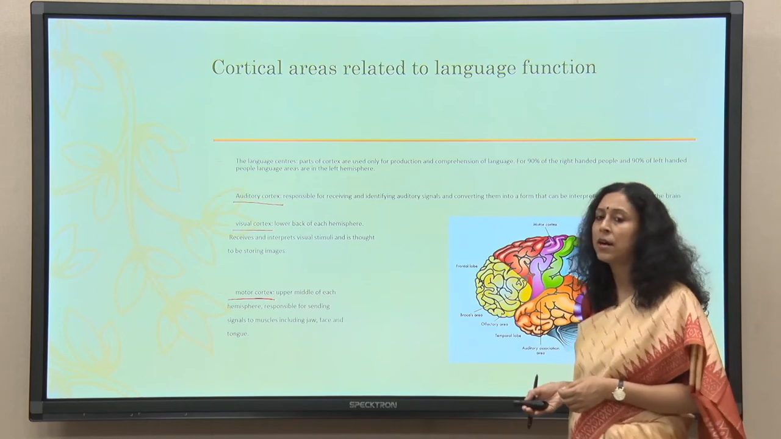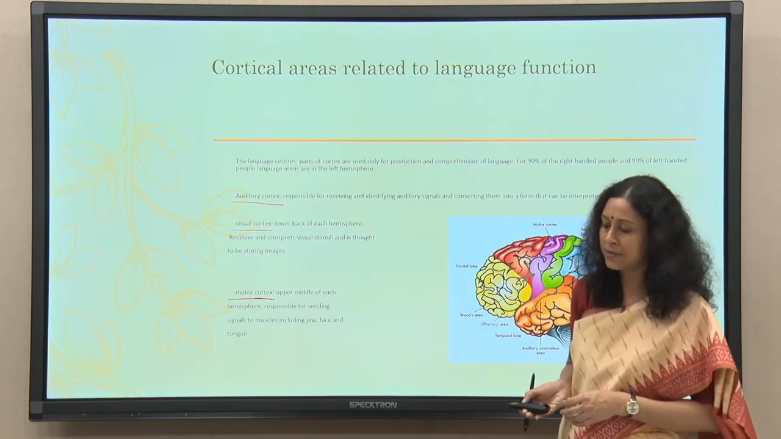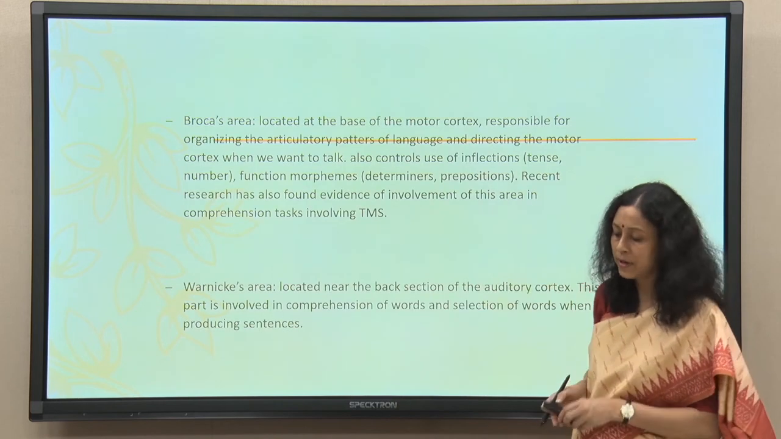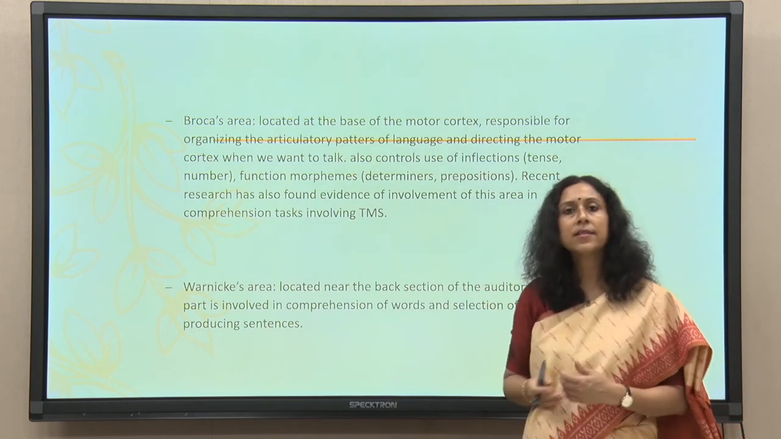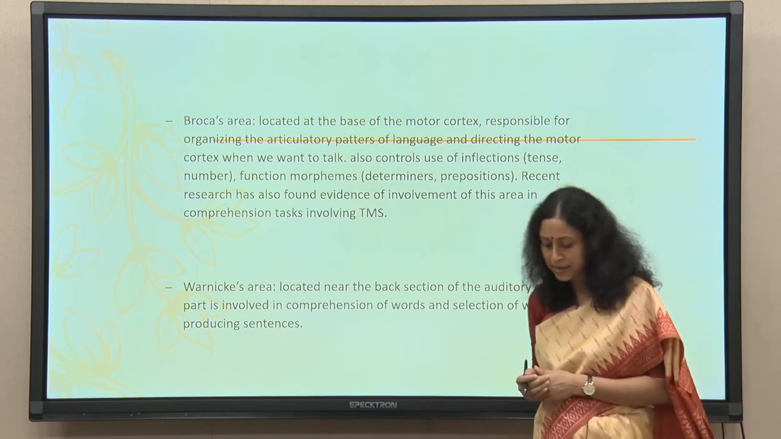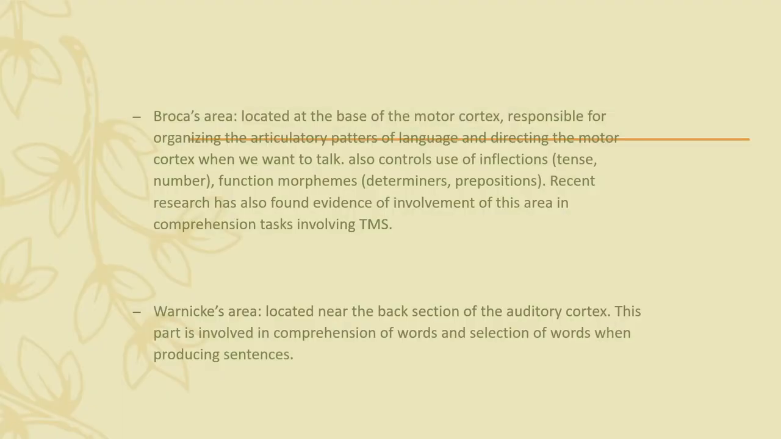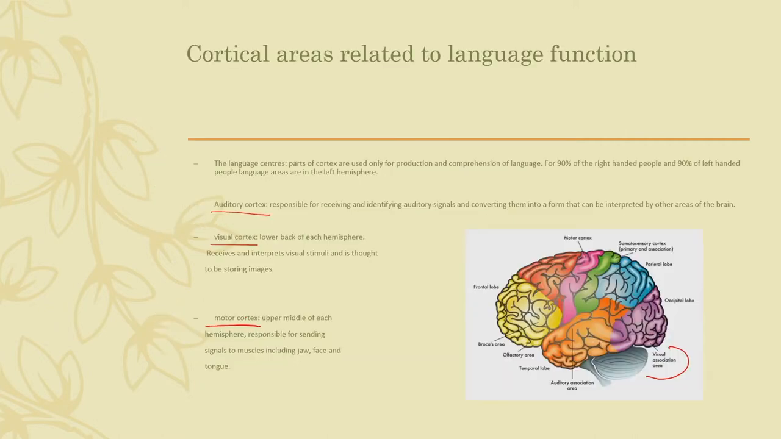So, this is where the participatory action of the visual cortex is important for language functions. Apart from these three cortical regions, there are two more areas that are considered primarily language areas. One of them is Broca's area, the other is called Wernicke's area. Broca's area is located here.